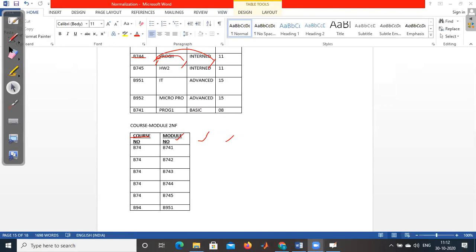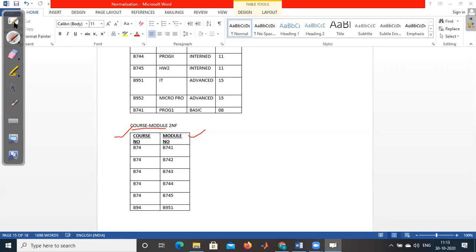So this is the third table, the course module table, with course number and module number. So finally, the given table is decomposed into three different tables. It need not be three tables. It can be two tables, three tables or four tables based on the problem. Here it got decomposed into three tables.